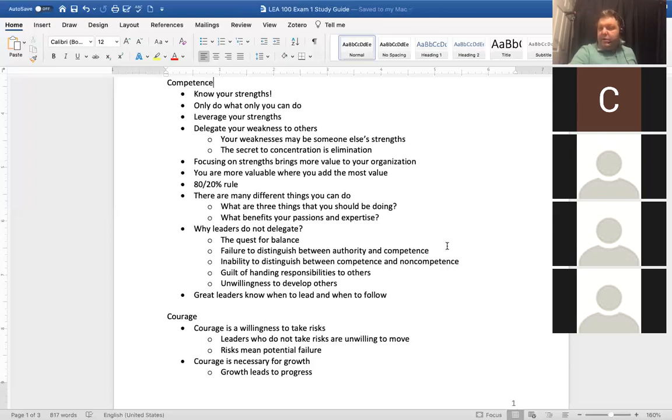But same thing. What are your strengths? What are you good at doing? And how do you know that? What benefits your passions and expertise? Like, what do you love doing? And why don't leaders delegate? Well, because there are various lies or half truths. So the quest for balance, I want to be a well-rounded person. There's nothing wrong with that, but you're not as effective.